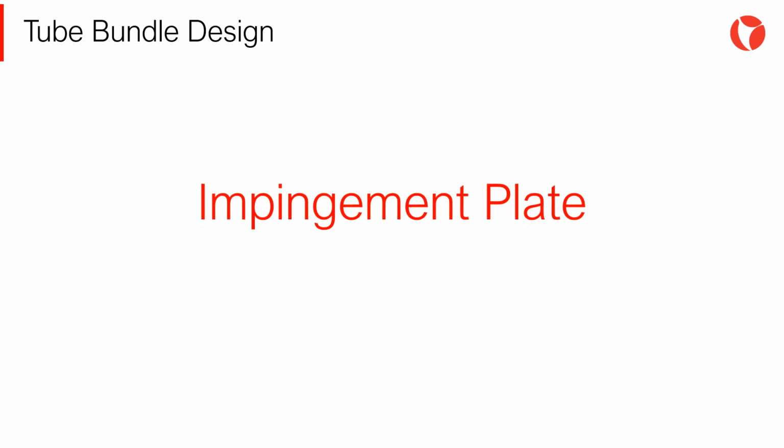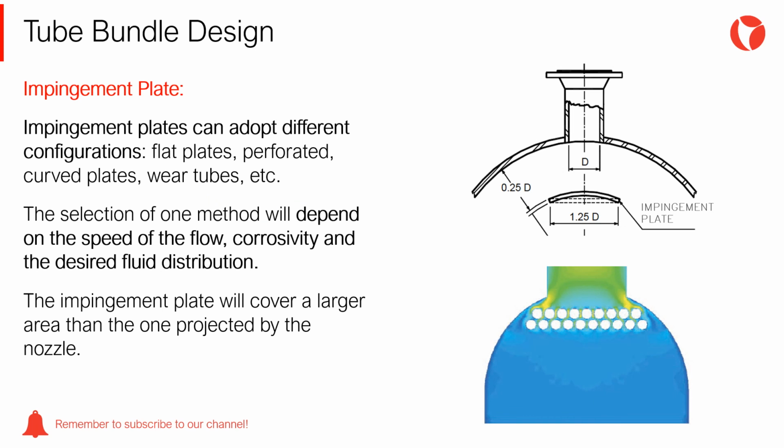The impingement plate is a device that is installed in the shell inlet nozzle, perpendicular to the direction of the flow. The aim of this plate is to prevent the fluid stream from impacting directly on the tubes of the bundle, damaging the tubes due to erosive effects. Impingement plates can adopt different configurations: flat plates, perforated, curved plates, wear tubes, etc. The selection of one of these methods will depend on the speed of the fluid, corrosivity, and the desired fluid distribution.